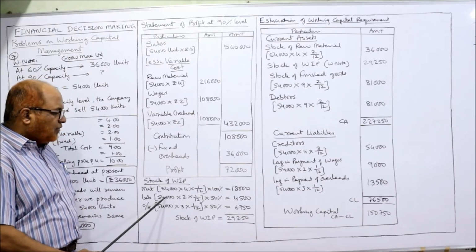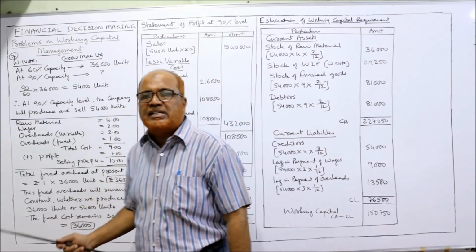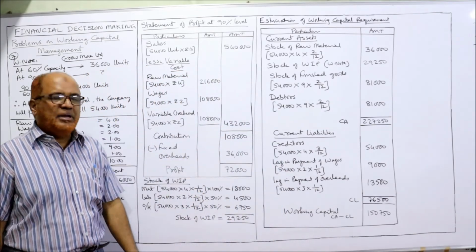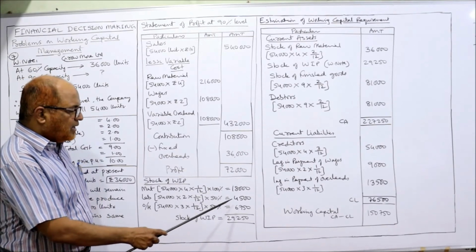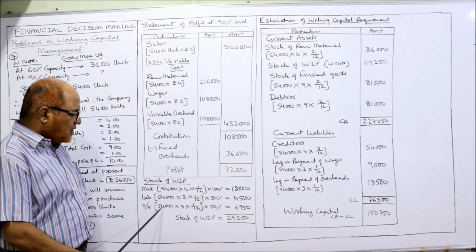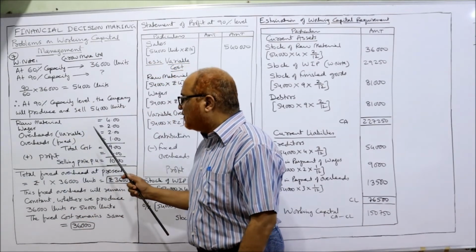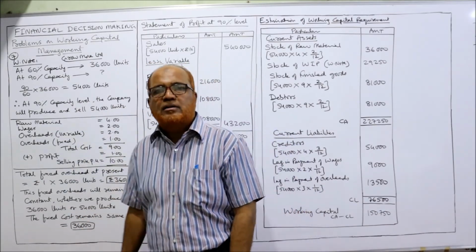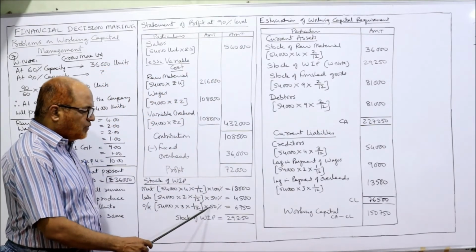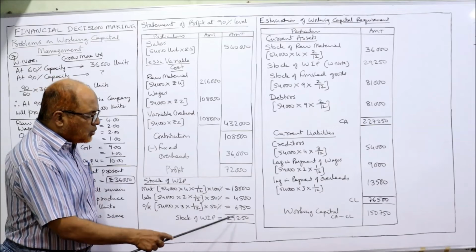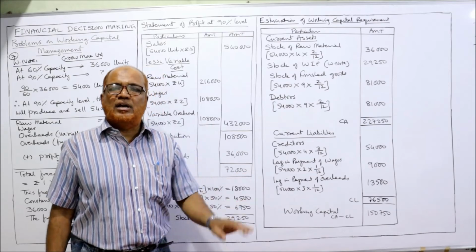Now labor: 54,000 into 2 rupees per unit. Wages or labor mean the same. So 2 rupees into 1 by 12 into 50%, we get 4,500. Overheads: 54,000 into 3 rupees overhead, because 2 rupees is the variable overhead and 1 rupee is the fixed overhead. So total overhead is 3 rupees per unit. So 3 rupees into 1 by 12 into 50%, 6,750. The total comes to 29,250, which is the stock of work in progress.